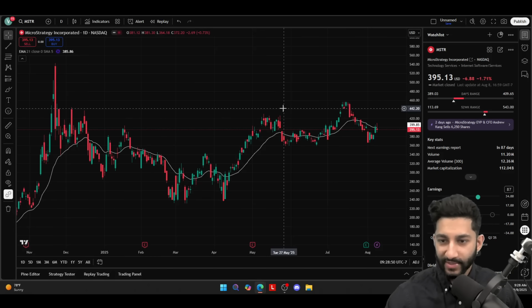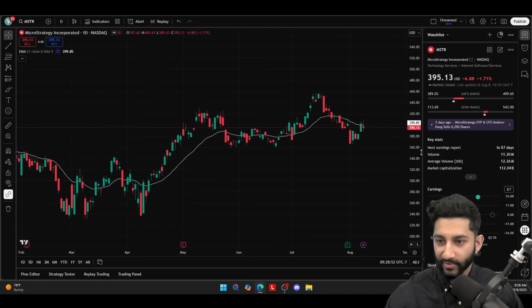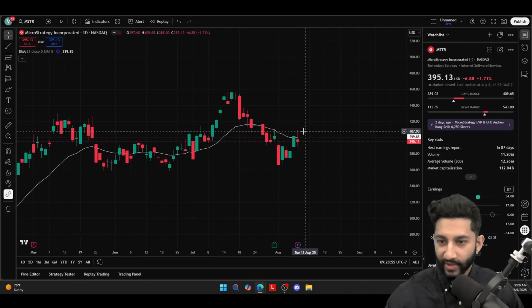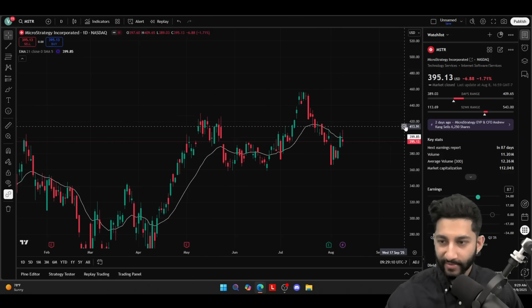So let's take a look at MSTR on the daily chart. What happened yesterday? Well, it was pretty volatile. You can see that price was trading up to about the 410s, 409s, and then it sold off to about the 389, and then we closed almost practically in the middle in the 390s. So a little bit of indecision, but a very volatile day.